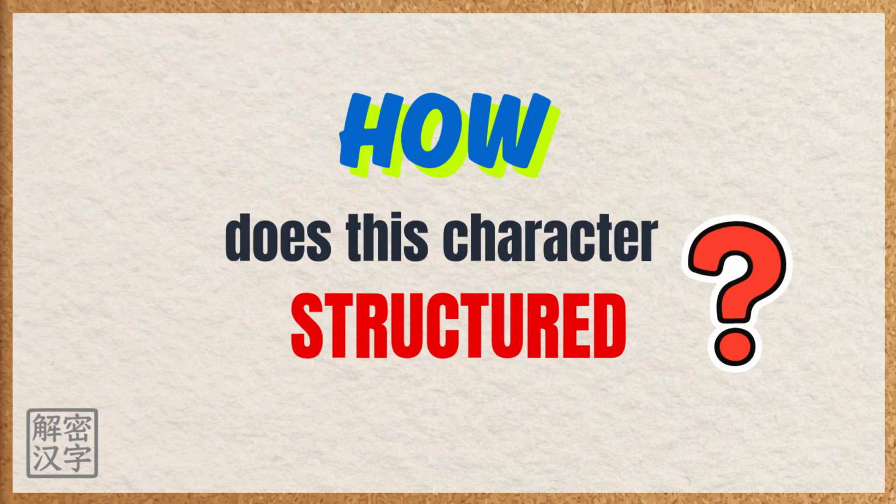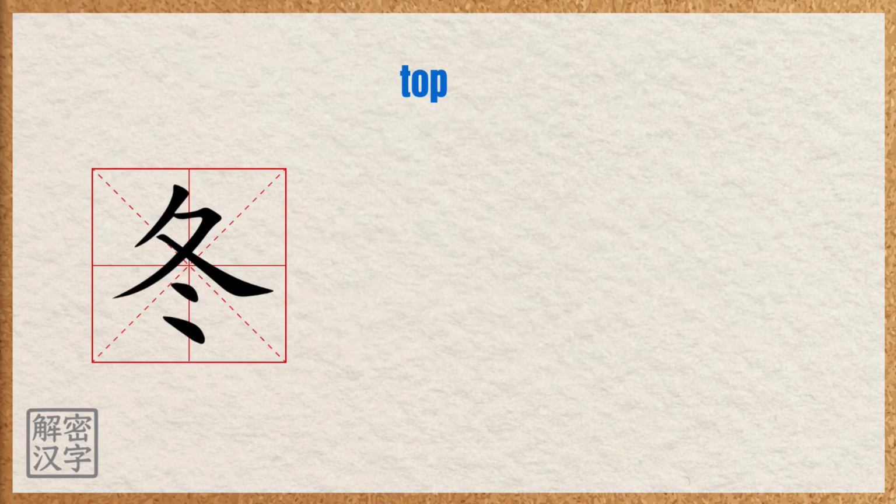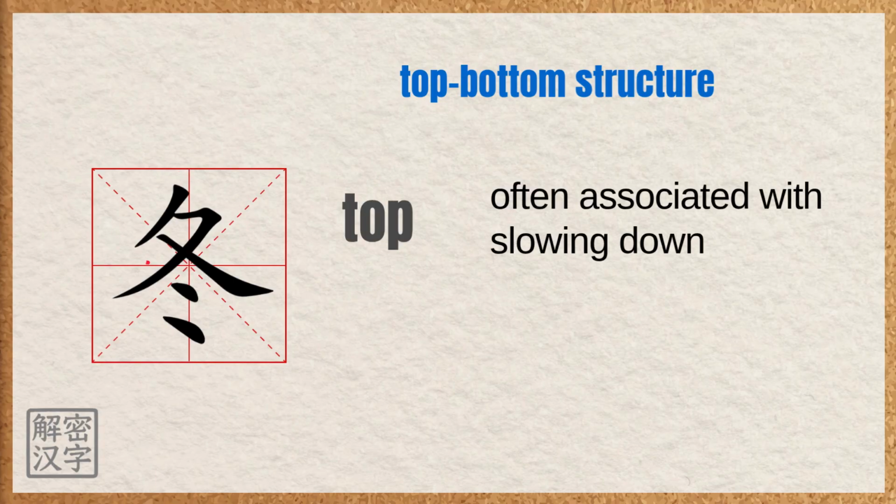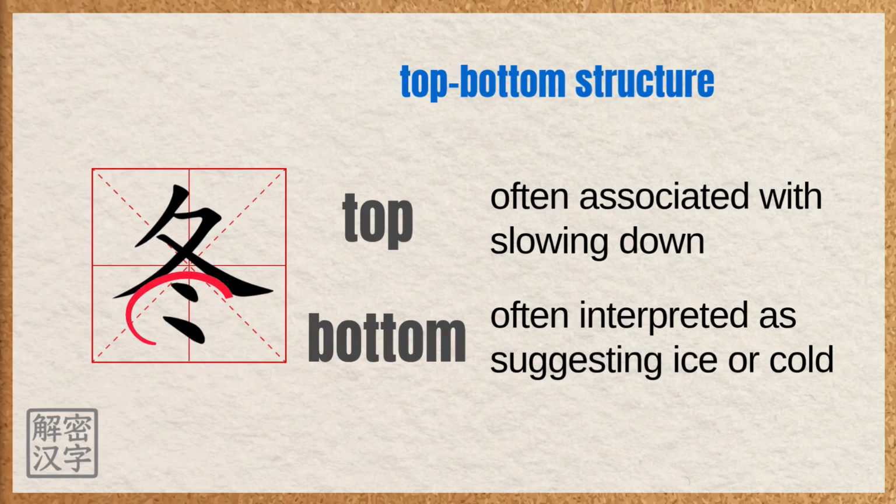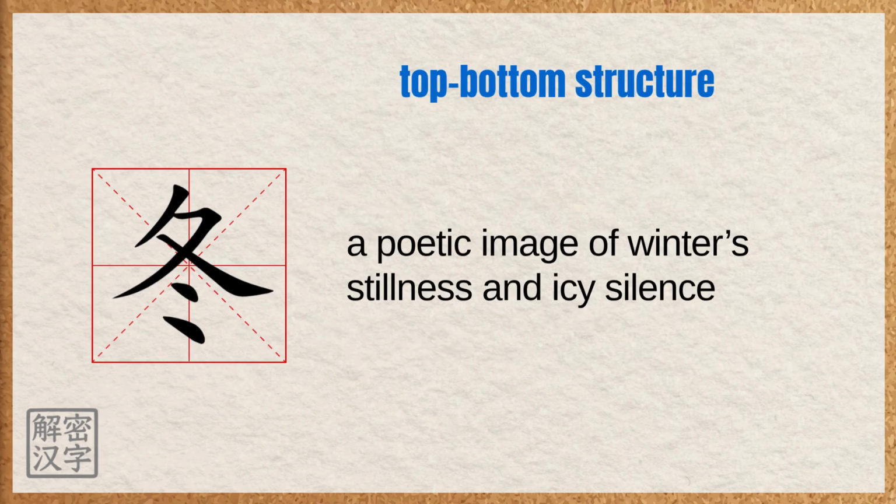How is this character structured? The character dōng has a top-bottom structure. It consists of 2 main components: the top part, which is often associated with slowing down, the bottom part, which is often interpreted as suggesting ice or cold. Together, these elements create the idea of a season when everything slows down because of the cold, a poetic image of winter's stillness and icy silence.